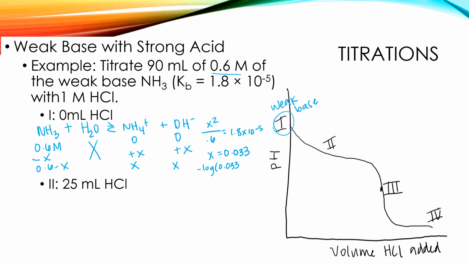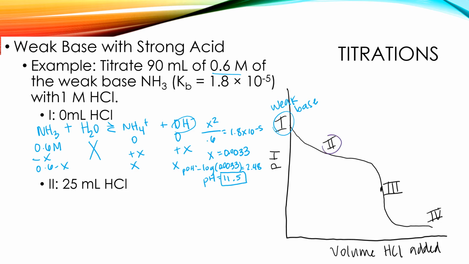So I take the negative log of that. And I get 2.48, which of course this is hydroxide, so this was pOH. And so then the pH is equal to 11.5. A basic pH, what I expected.